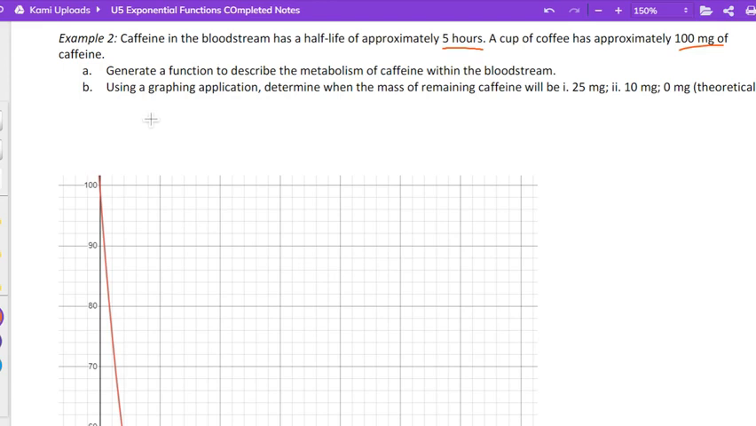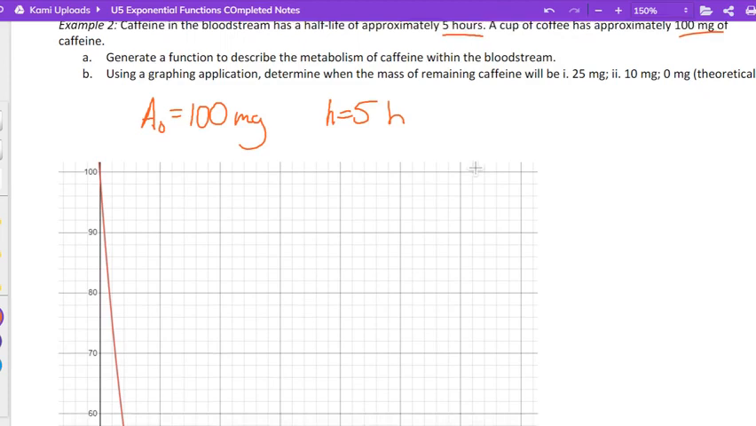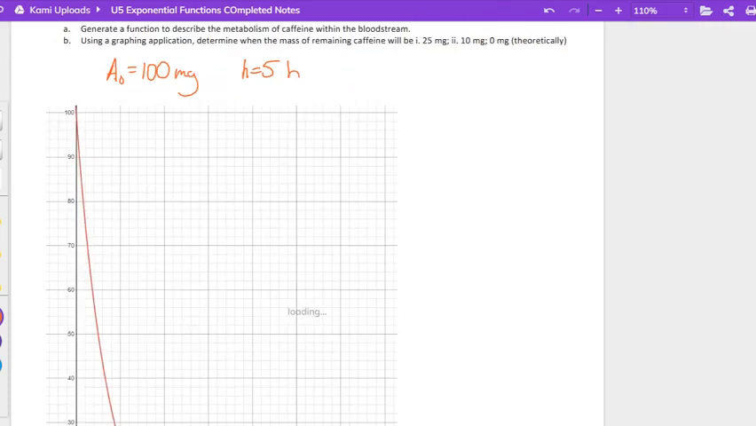When I drink a cup of coffee, I am given my A naught. What is my A naught? Well, it's 100 milligrams of caffeine. I am also told the half-life. It takes about 5 hours for that caffeine to go down to 50 milligrams. Now that's all I know, because now I'm going to create a function.